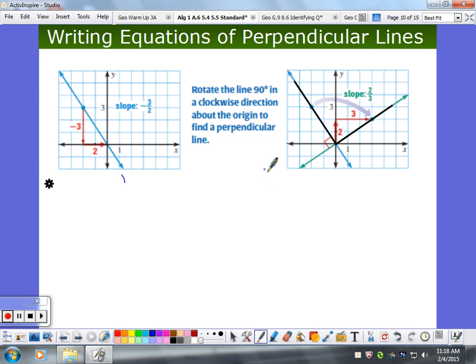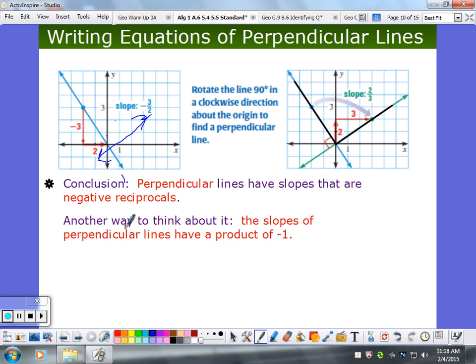Now here's the tricky bit. If you're going down 3 and right 2, you're actually going to go up 2 and right 3. It turns it upside down to get your perpendicular. It's a little bit harder to see. But the bottom line is perpendicular lines have slopes that are negative reciprocal.